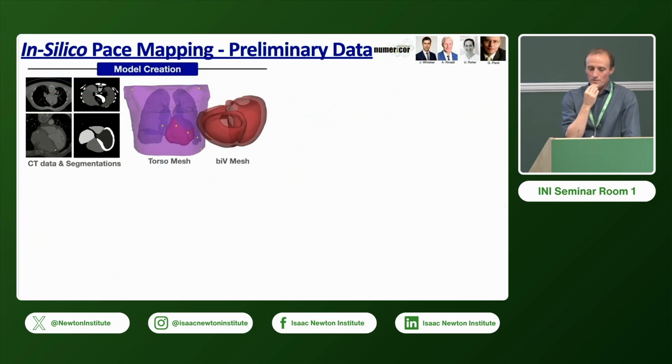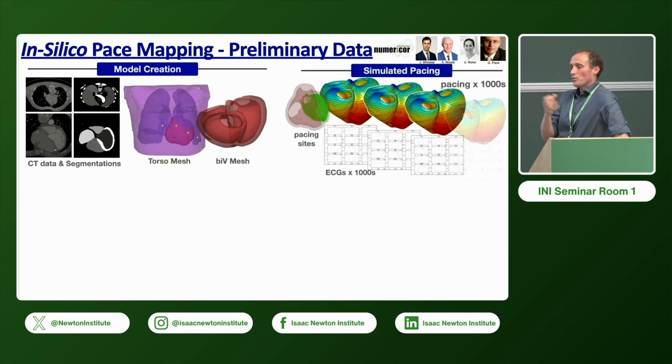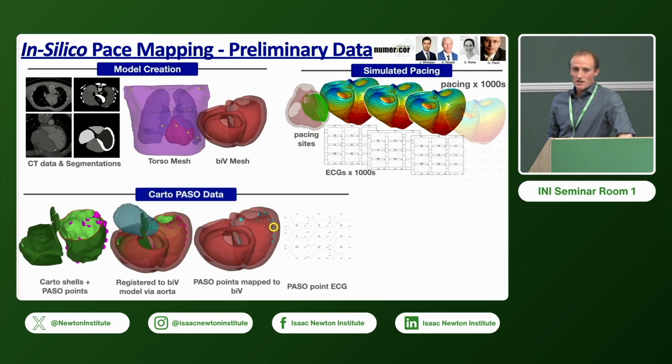So this is very, very preliminary data, literally obtained from John in the cath lab in the last few weeks. Here we go through the standard procedure. We have the imaging data, we create models, we have a torso, we can simulate the ECG. We take the model, we paste in thousands of locations. Here we're just starting off doing the ECG problem, so we simulate our ECGs. Then we have the Carto data.